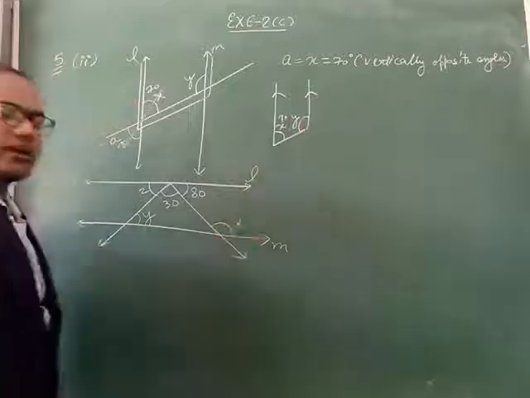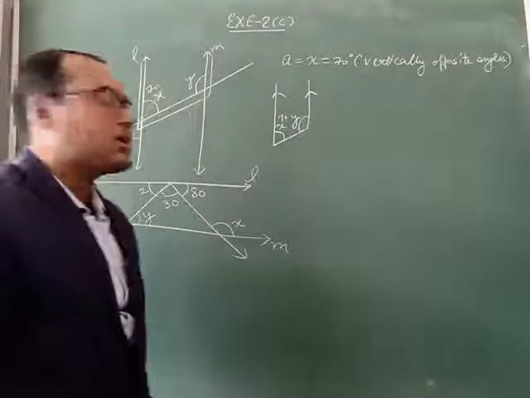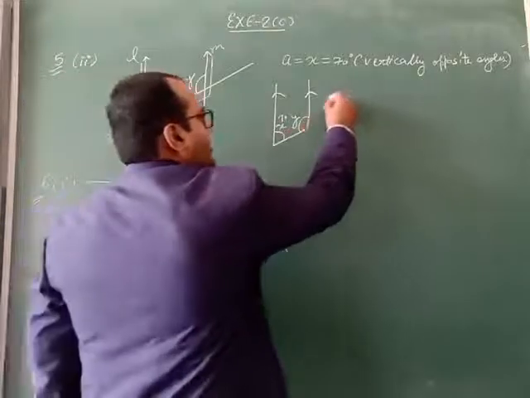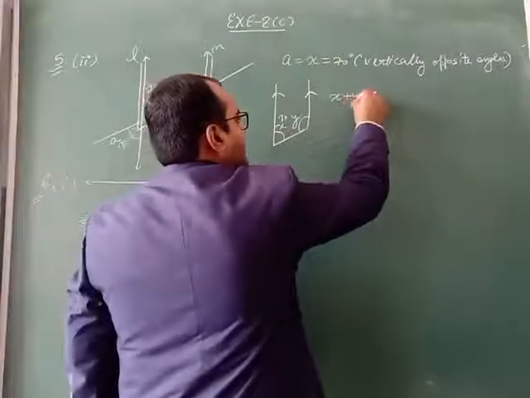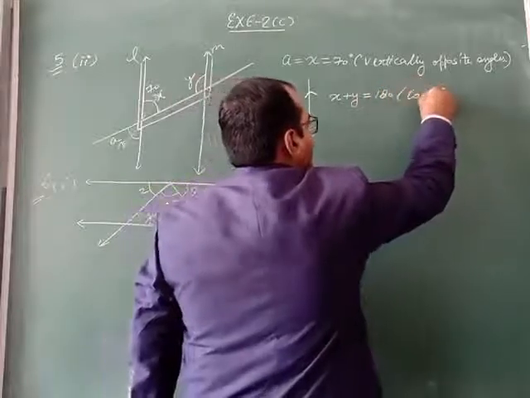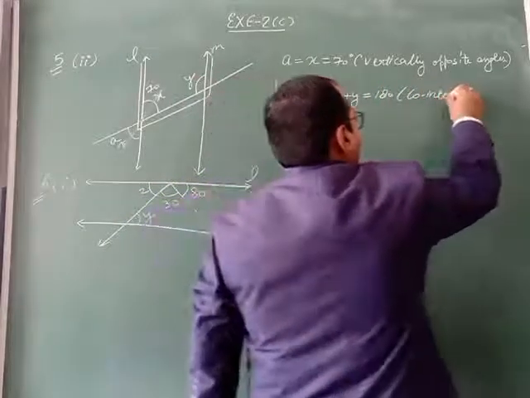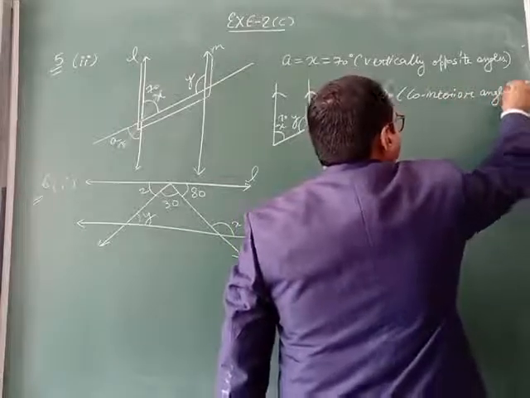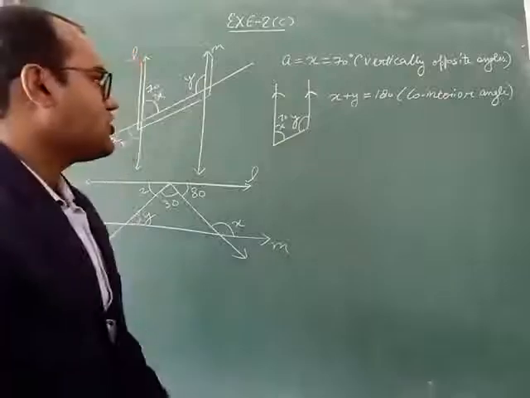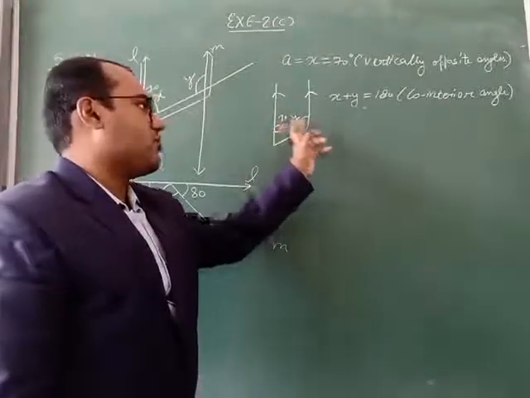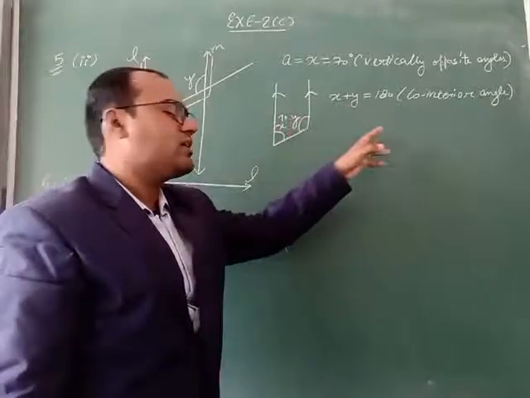In a U-shaped figure, you have to find the sum. We will add them. On adding x and y, we will get 180 degree. These angles are known as co-interior angles. So what are co-interior angles? When a U-shaped figure is there, we have to take the sum of these two angles, which will be 180.